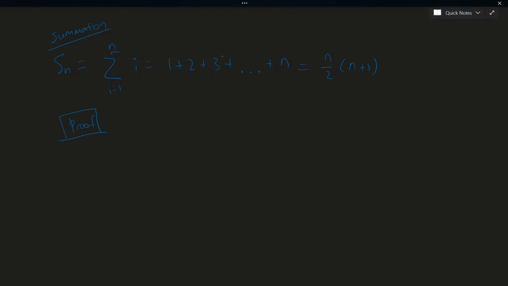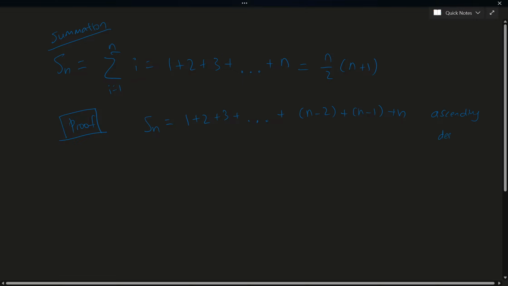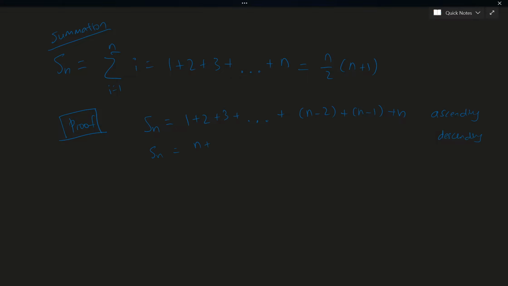The proof starts off with Sn equals 1 plus 2 plus 3 plus dot dot dot all the way to n minus 2, n minus 1, plus n. As you can see, this Sn term, 1 plus 2 plus 3 all the way to n, is in ascending order. I'm going to write this in descending order now. Rearranging the terms: n plus n minus 1 plus n minus 2 plus all the way to 3 plus 2 plus 1.